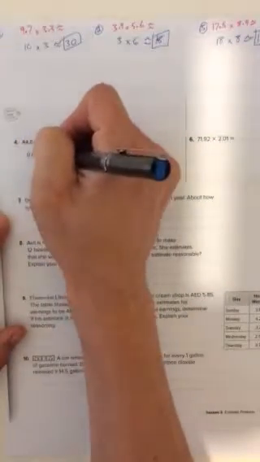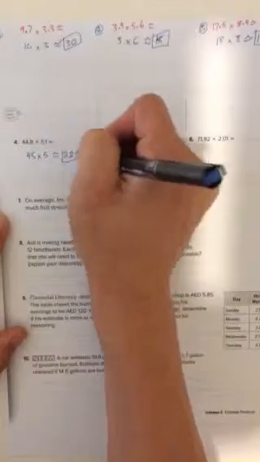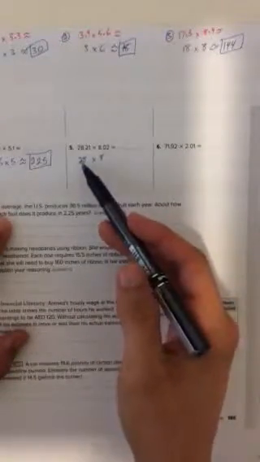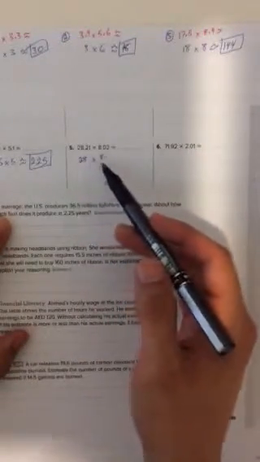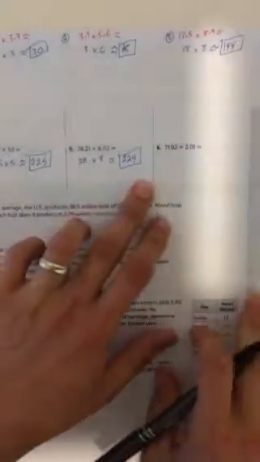All right, on to the next one. 44.8, so that's about 45 times 5. So that's going to be 225. Okay, 28.21, so that's 28 times 8. So that's 160 plus 64, so 224. And again, these aren't exact, these are all estimates.